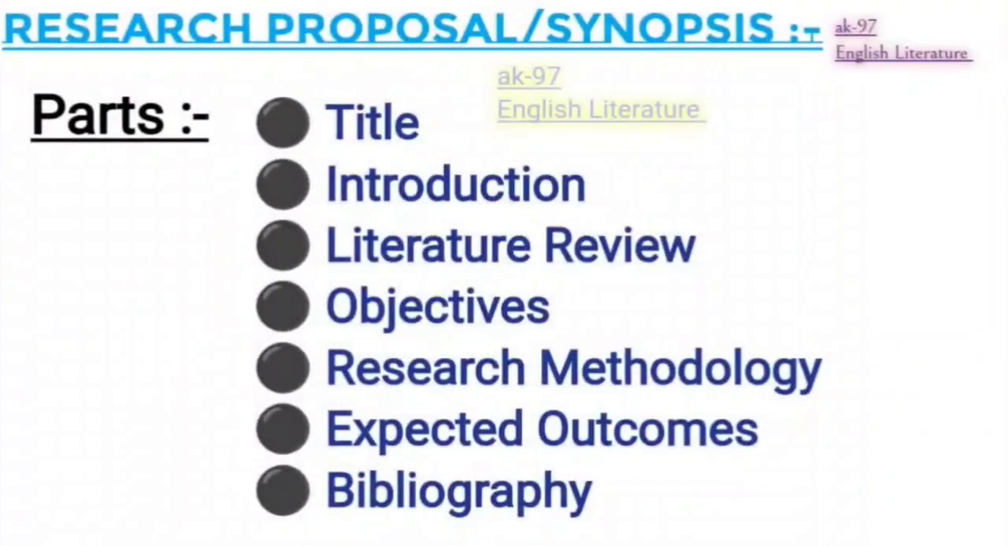And what are the major parts that we need to include in our research proposal or a synopsis? The major parts are title, introduction, literature review, objectives, research methodology, expected outcomes, and bibliography. These are the major parts that we need to include in our research proposal or synopsis.